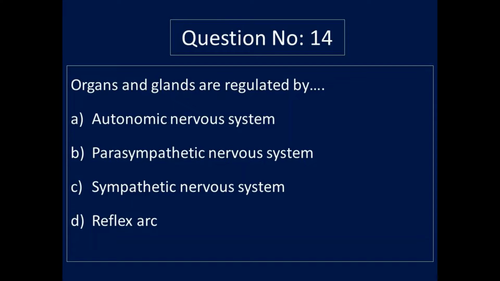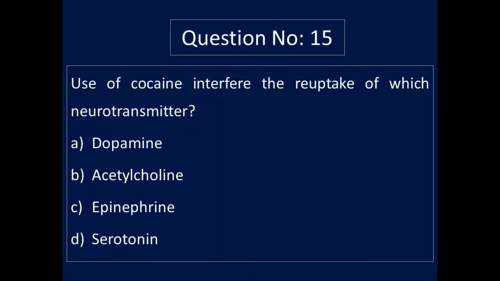Question number 14. Organs and glands are regulated by A. Autonomic nervous system, B. Parasympathetic nervous system, C. Sympathetic nervous system, and option D. Reflex arc. Right answer is option A. Autonomic nervous system.